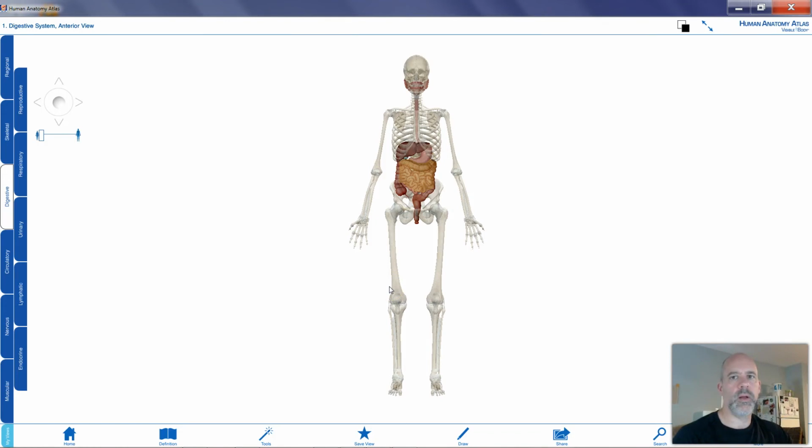Our video demonstration of the digestive anatomy. I'm mainly going to use Visible Body here to demonstrate, although I will use images from the textbook in some cases where Visible Body isn't doing all that great of a job of showing us the anatomy.